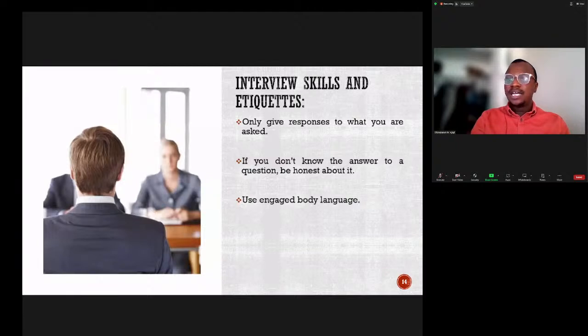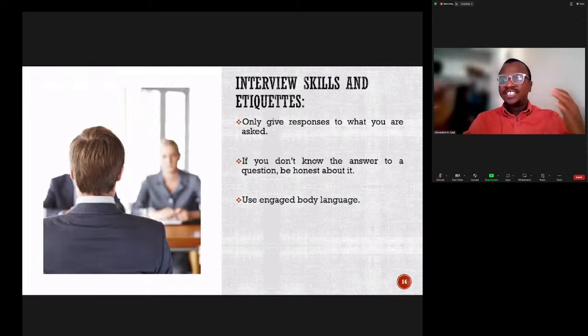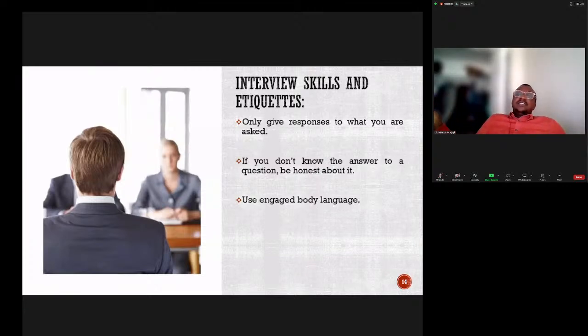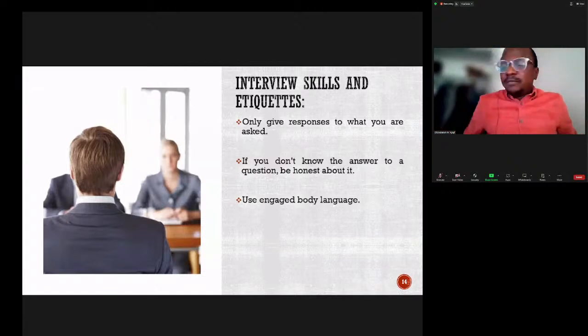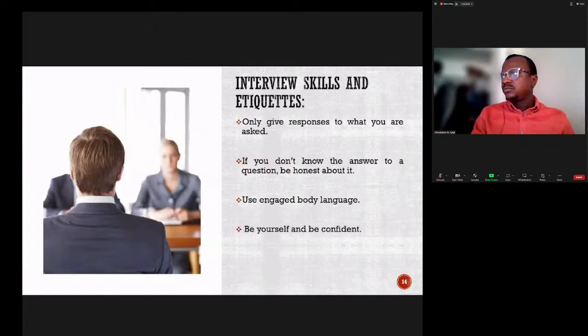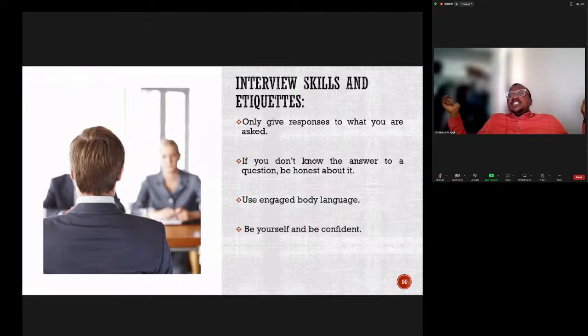Use engaged body language. Make sure your poise and your hand gesticulations are not modest. Your posture within the seat should be well relaxed. You are not just slouching like this in the seat. That is not engaged. Be actively involved, even if they are not seeing your video. Sometimes, if I turn off my video now, I can slouch like this in the seat. You will not know, but I will not be engaged. So be engaged.